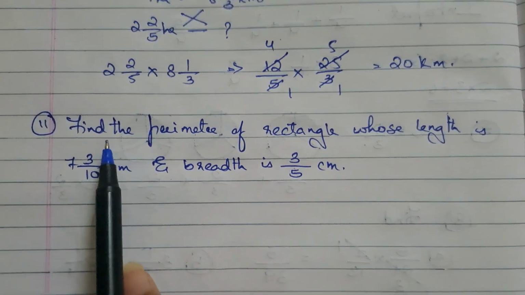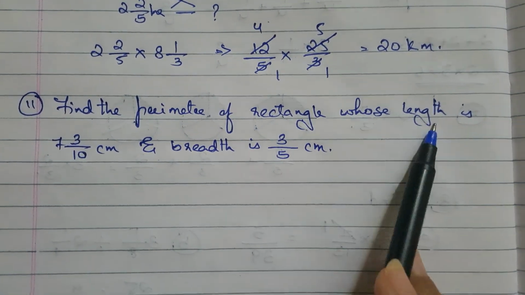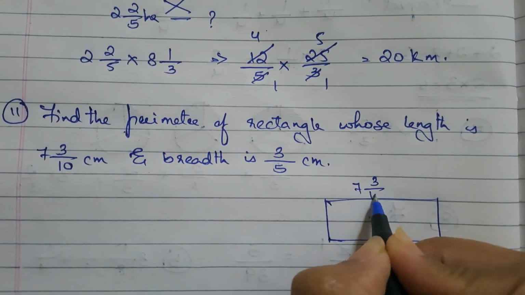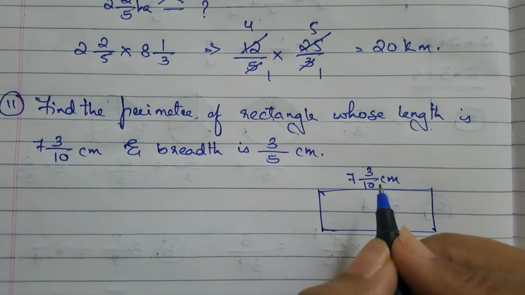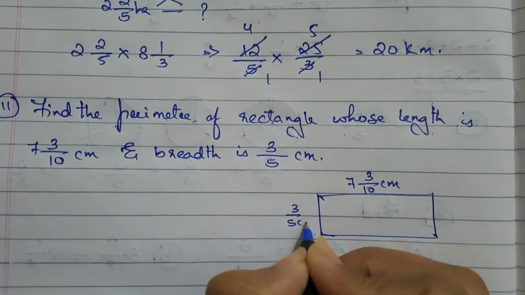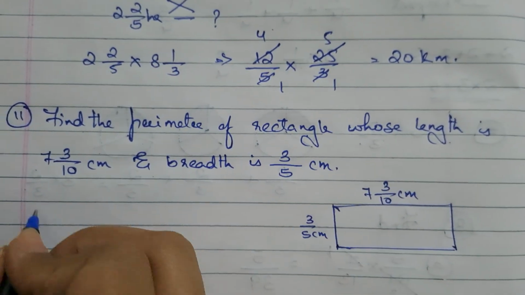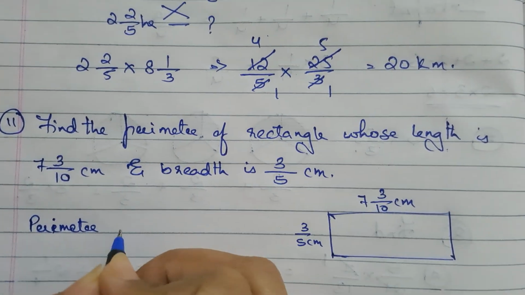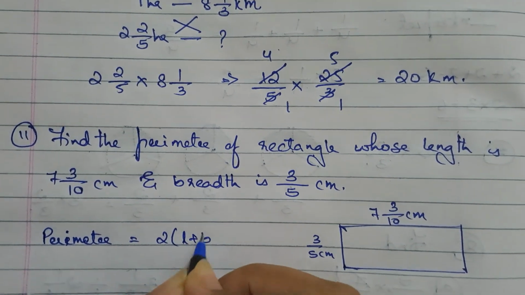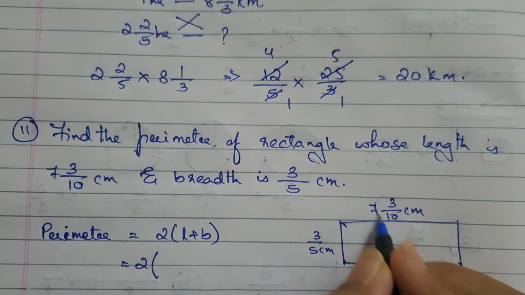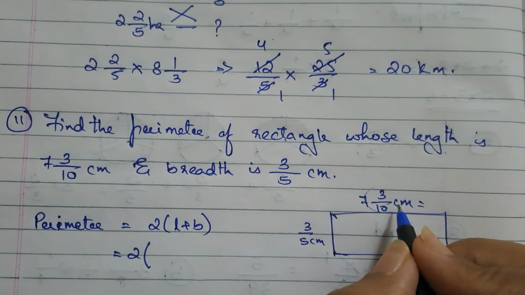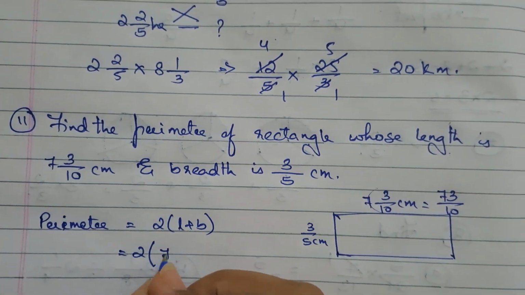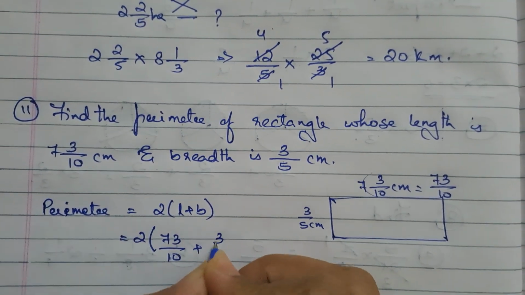Now, moving ahead with the 11th question, it says find the perimeter of a rectangle whose length is given as 7 3 upon 10 centimeters. Then it says its breadth is 3 by 5 centimeters. Now I have to find the perimeter of it. So perimeter of rectangle is equal to 2 times of L plus B. So that is 2 times of length is this. Let's convert it from a mixed fraction to improper. 73 upon 10 is what I get here. So 73 upon 10 plus 3 upon 5.